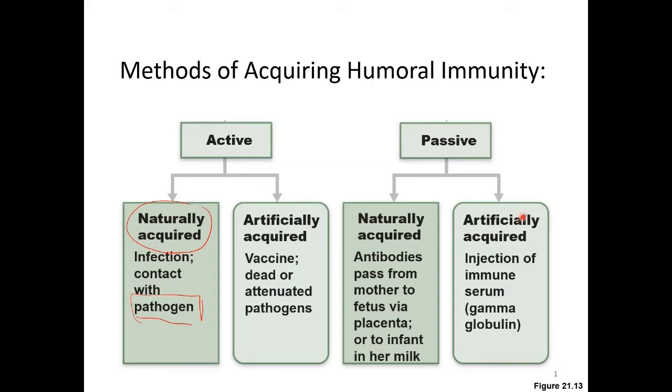And finally, artificially acquired. There are certain circumstances where your immune system is so very compromised that you can actually receive injections of concentrated immunoglobulins, so concentrated antibodies from other individuals.